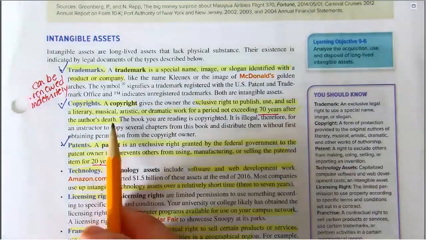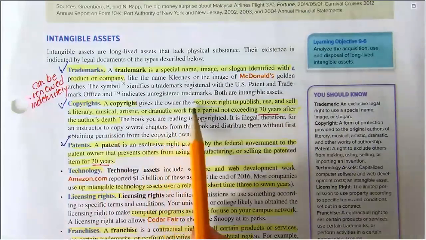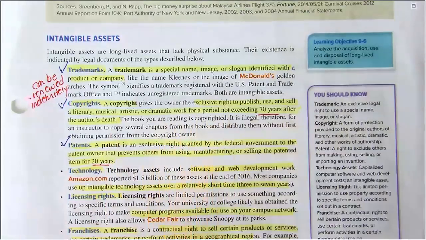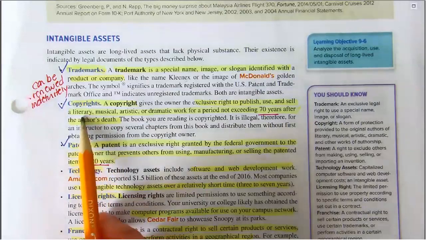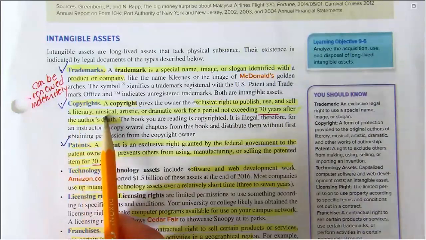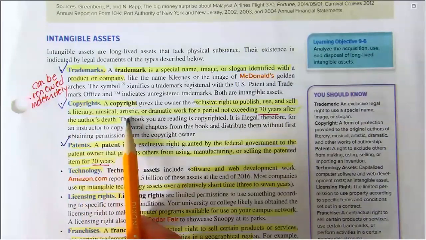Copyrights do have a limited life. A copyright gives the owner the exclusive right to publish, use, and sell creations. It could be a literary creation like a novel, a fictional novel, or a biography, some type of written material, music, or artistic work, so that might be some type of graphic or sculpture, painting.